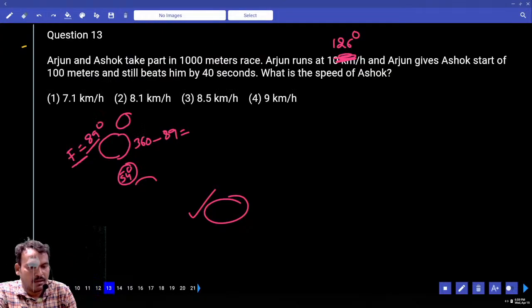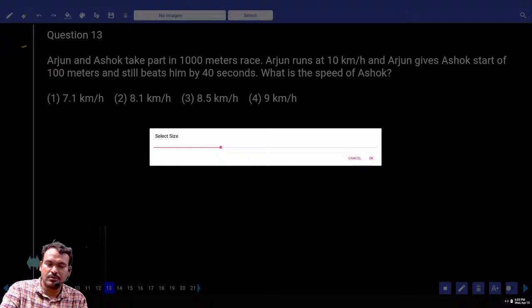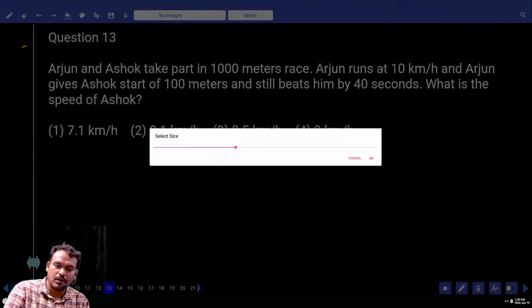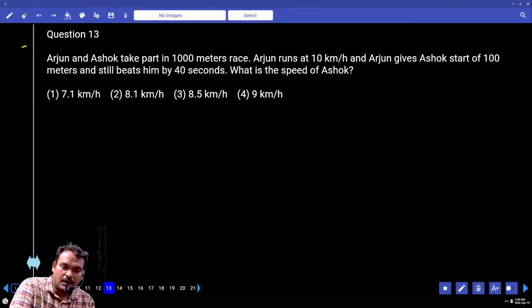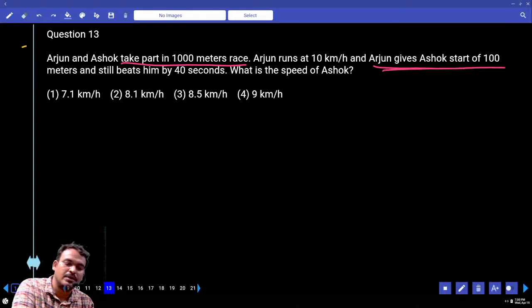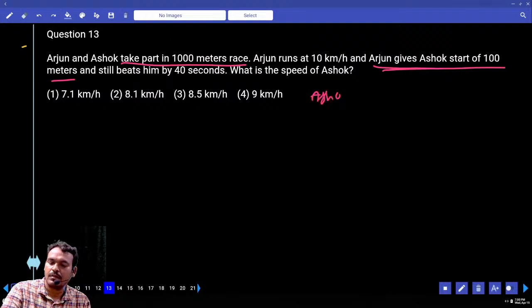271. Next, the 13th. Arjun and Ashok take part in a 1000 meters race. Arjun runs at 10 km per hour and Arjun gives Ashok a start of 100 meters and still beats him by 40 seconds. What is the speed of Ashok? Ashok takes part in how many meters of race? 1000 meters. Arjun gives Ashok a start of how many meters? 100 meters. Means Ashok and Arjun, how many meters are covered by each?